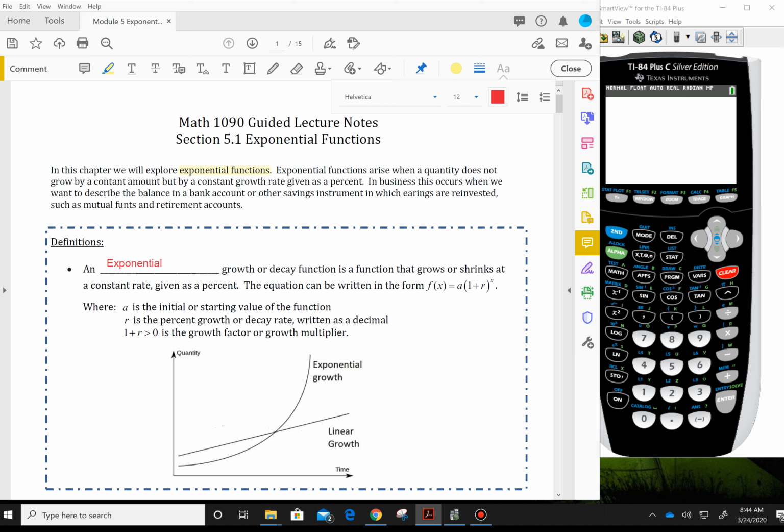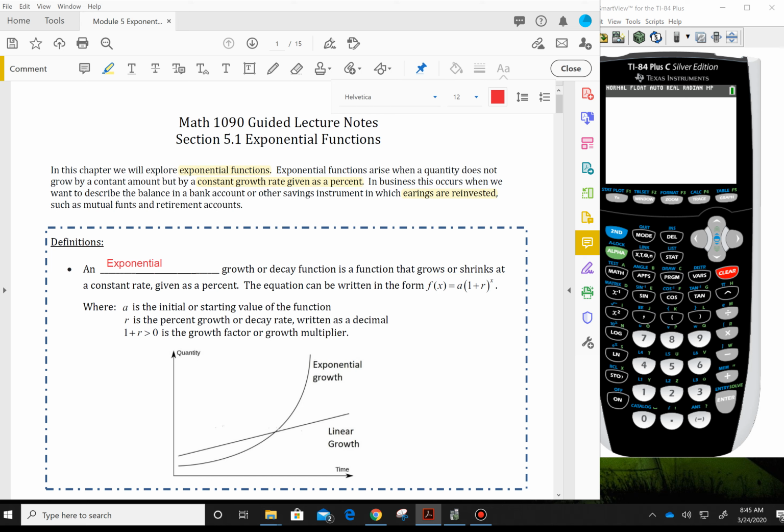Exponential functions arise when a quantity does not grow by a constant amount, but by a constant growth rate given as a percent. In business, this occurs when we want to describe the balance in a bank account or some other savings instrument in which earnings are reinvested, such as with mutual funds and retirement accounts.